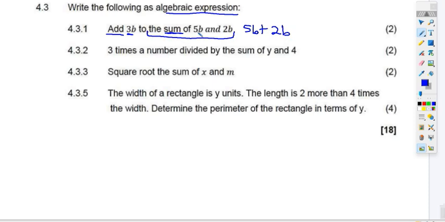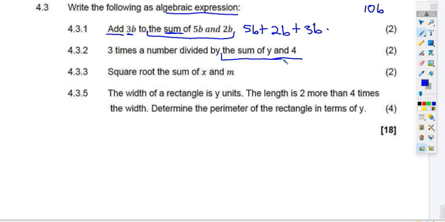So to the sum of 5b and 2b, we are adding 3b. So we are saying plus 3b there. That's how you were supposed to write it, but the question did not ask us to simplify, but these we could simplify because it's the same variable. We just add the coefficients, 5, 7, 10, so this will give us 10b, but the question did not say simplify. All right, 3 times a number divided by the sum of y and 4.